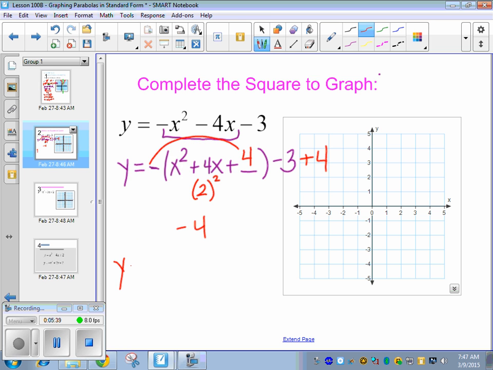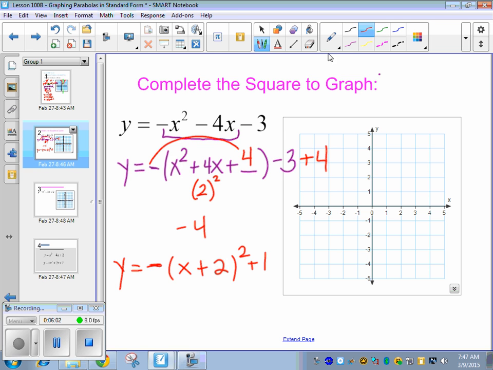All right, so now I completed the square. The negative stays in front, and the half always goes in parentheses, so x plus 2 squared. And these two numbers combine, so negative 3 plus 4 gives me plus 1.